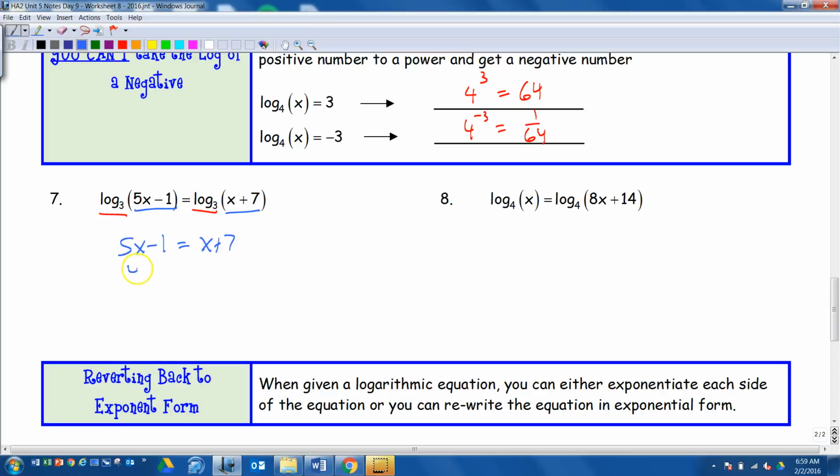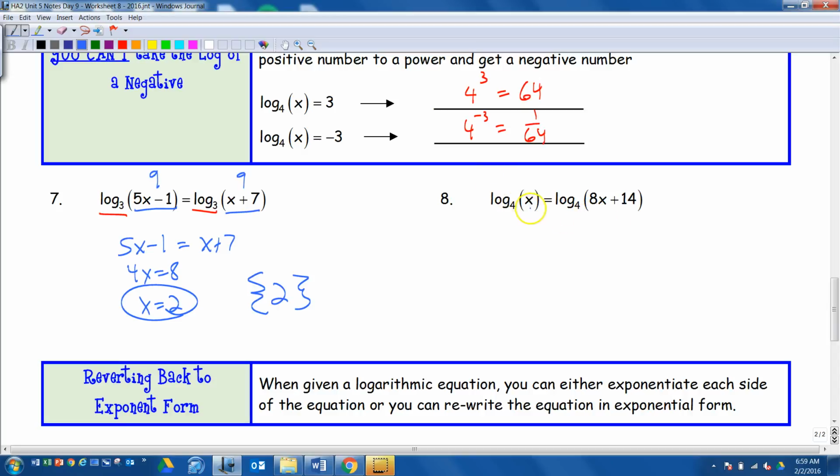So I solve and I get 4x equals 8, x equals 2. Double check, put 2 in, here and here. So I get 10 minus 1 is 9, 2 plus 7 is 9, 9 is greater than 0. So I can say that the answer of 2 is a solution.